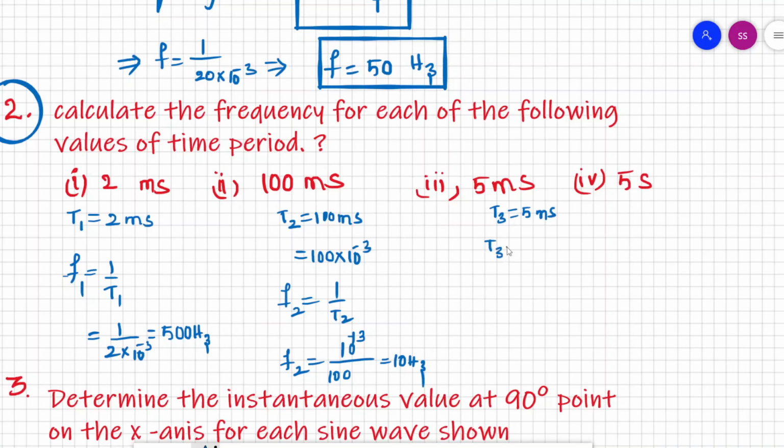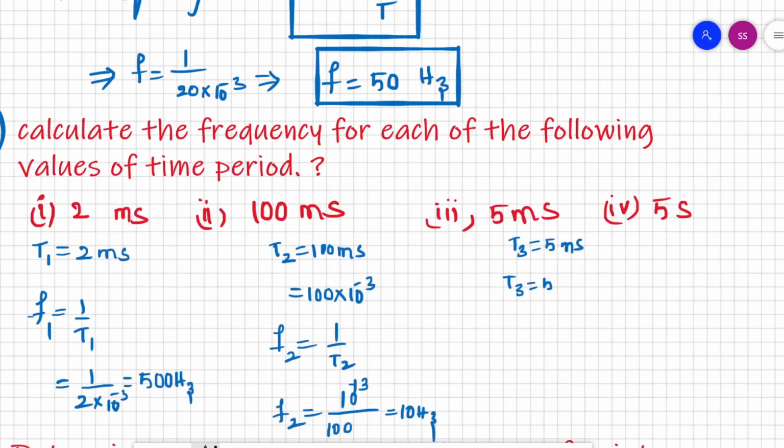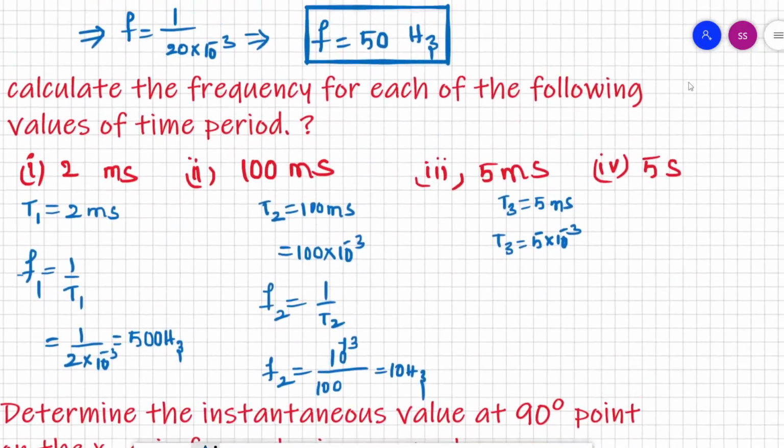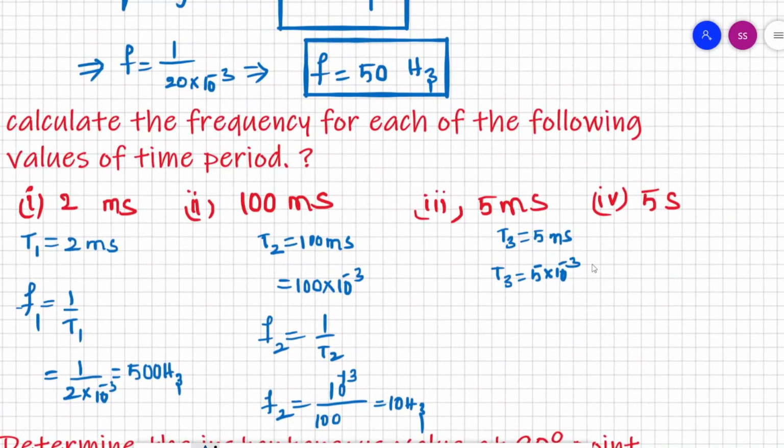And the third question is T3 equal to 5 milliseconds. That is 5 into 10 power minus 3 seconds, right? So we are going to find F3, that is 1 by T3. F3 will become 1 by 5 into 10 power minus 3. So that will be 1000 by 5, which is 200 Hz.